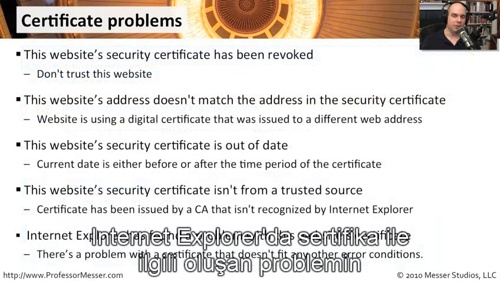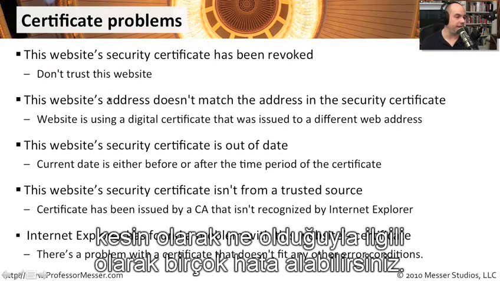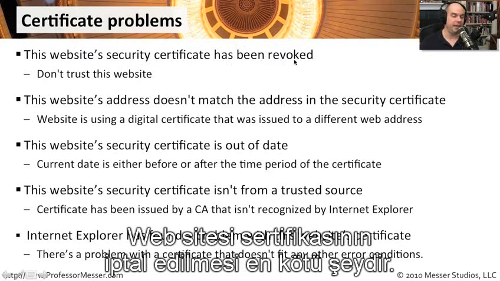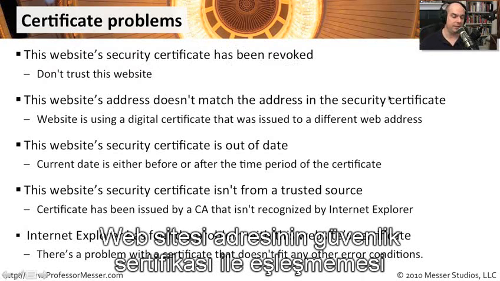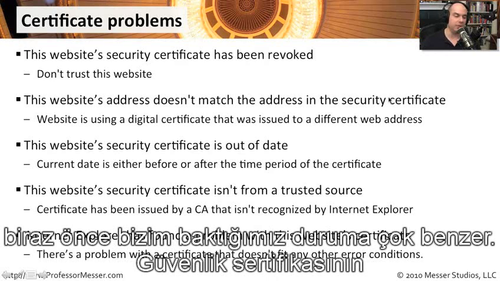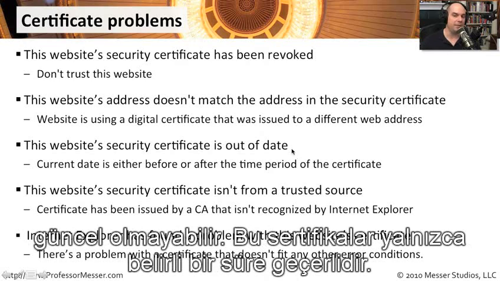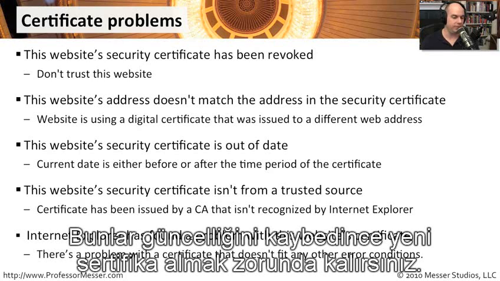In Internet Explorer, you'll get a lot of different kinds of errors depending on what the exact problem is with the certificate. Website security certificate has been revoked. That's a bad thing. Website's address doesn't match the address in the security certificate. That's very similar to what we were just looking at. The security certificate's out of date. These things only have a certain amount of time that they're valid, and when they become out of date, you've got to get a new certificate.